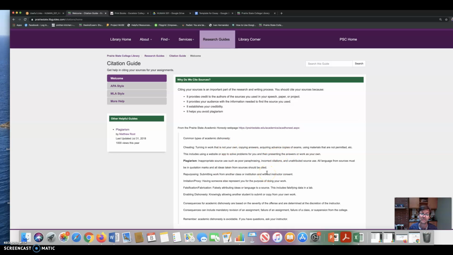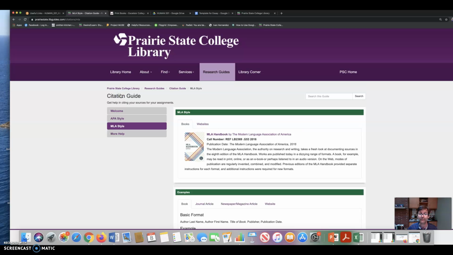But if you still have questions about that, you can go to this plagiarism guide by one of our librarians, Matt Root. So that's a good guide. So those are things you can read on your own. But I want to take you to MLA style. And this is one way of formatting your essays and your works cited page. You can choose APA if you prefer. I'm just going to show you MLA.